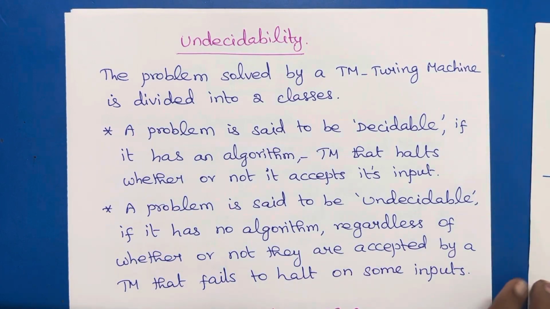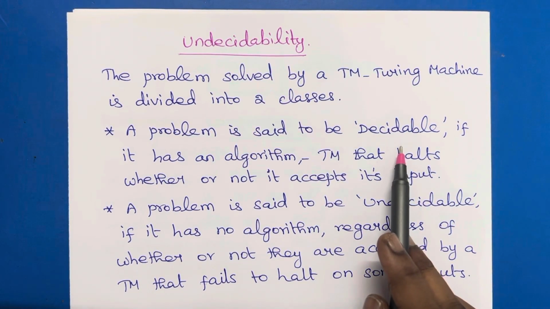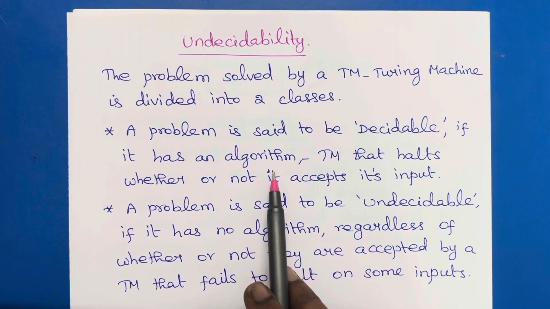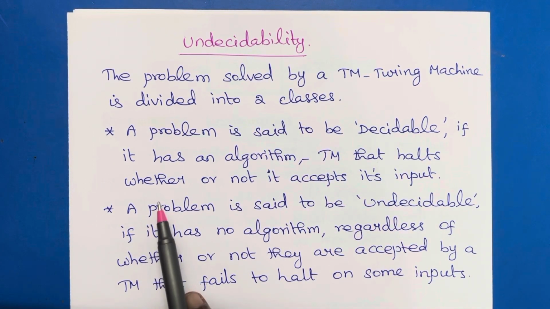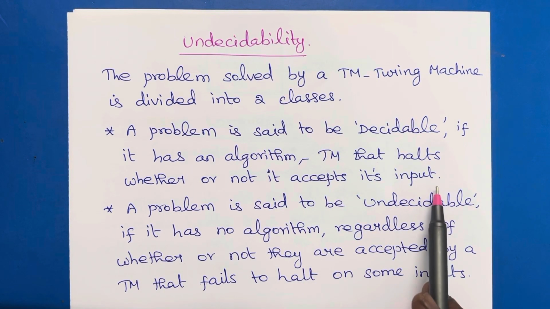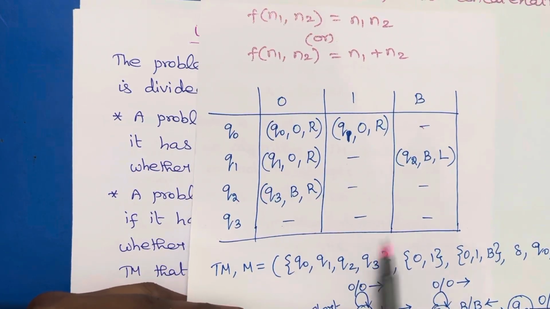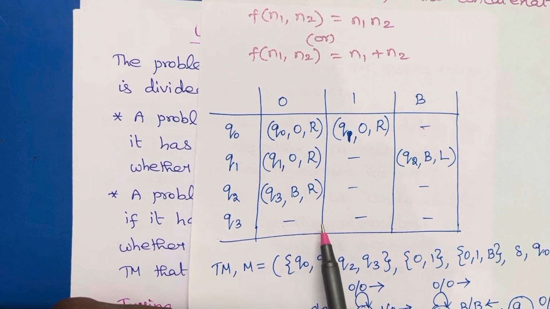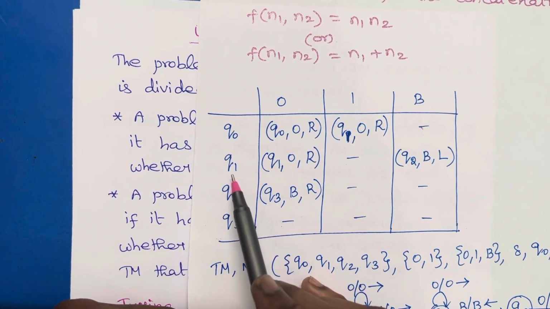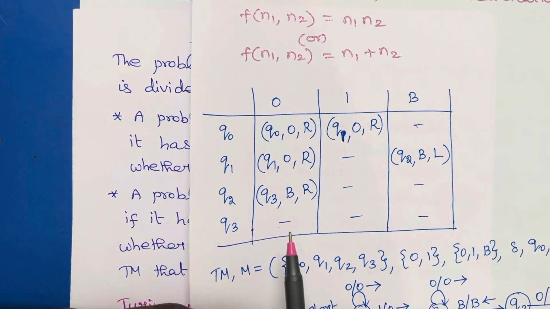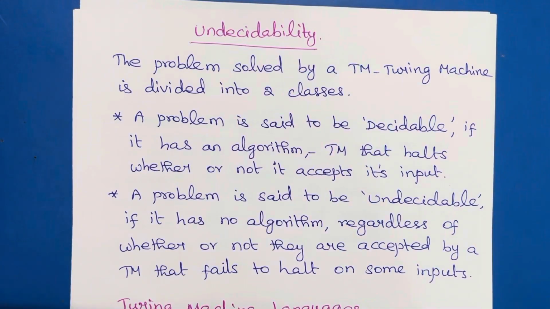So, a problem is said to be decidable if it has an algorithm and the Turing machine always halts whether or not it accepts its input. If we are in state Q3 and halt, we can say that the Turing machine accepts the input. If it halts in Q0, Q1, or Q2, the Turing machine does not accept the input string.